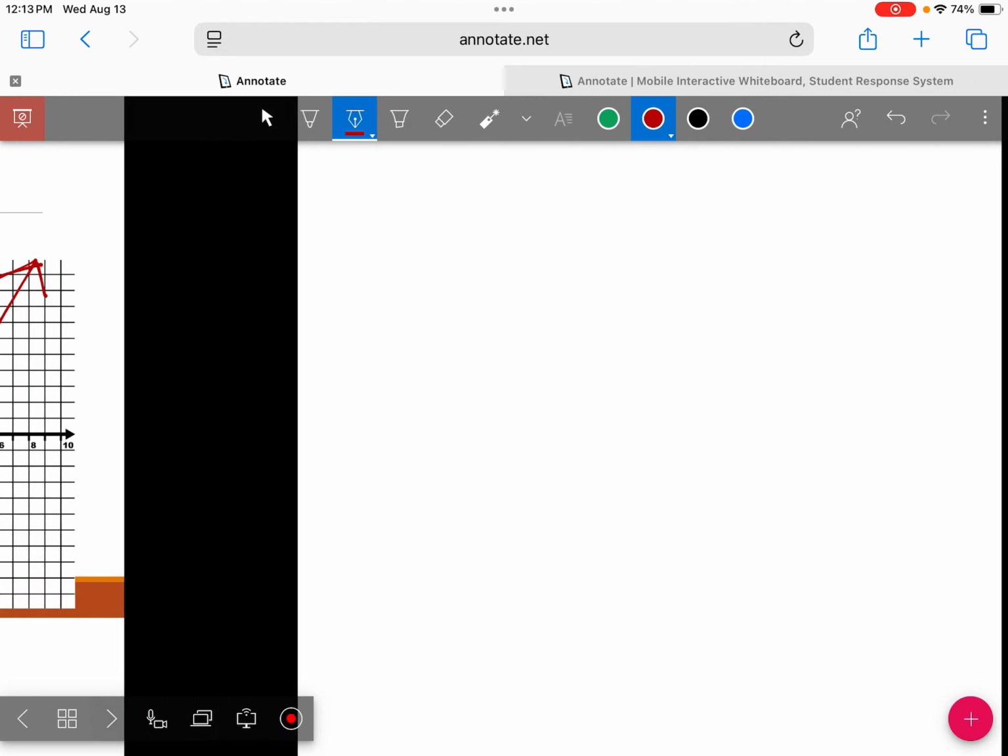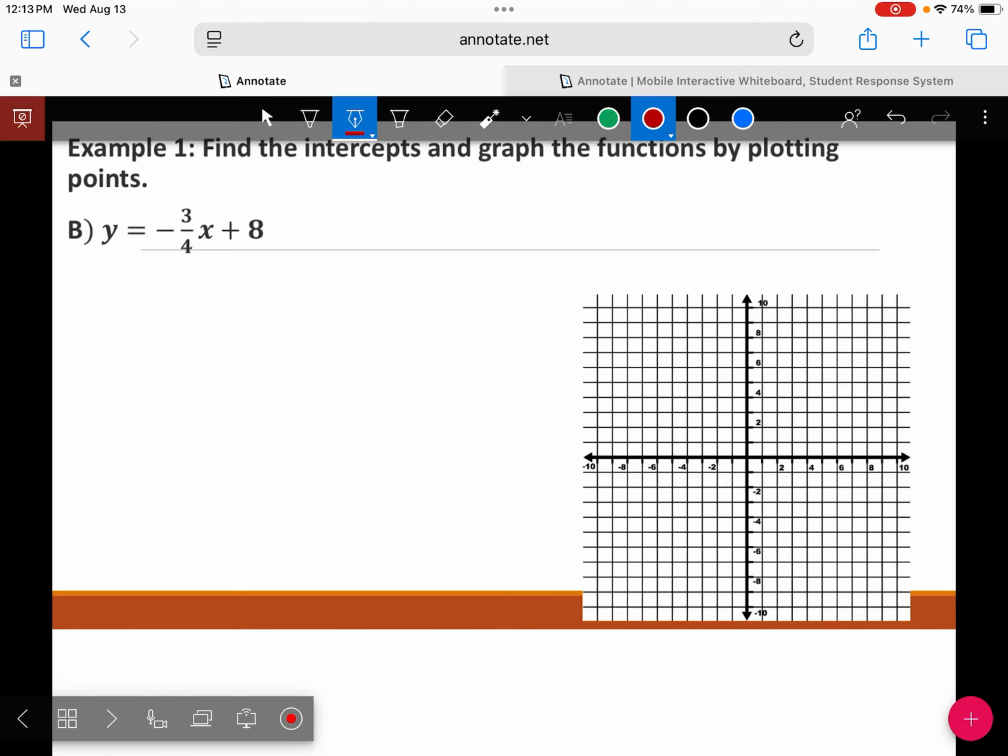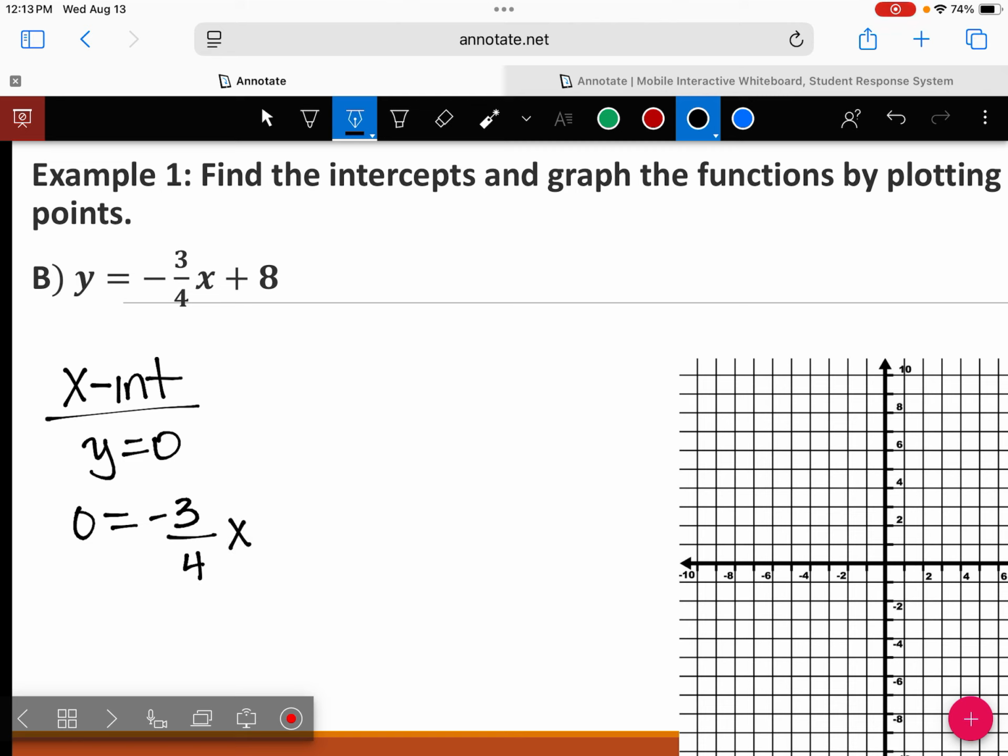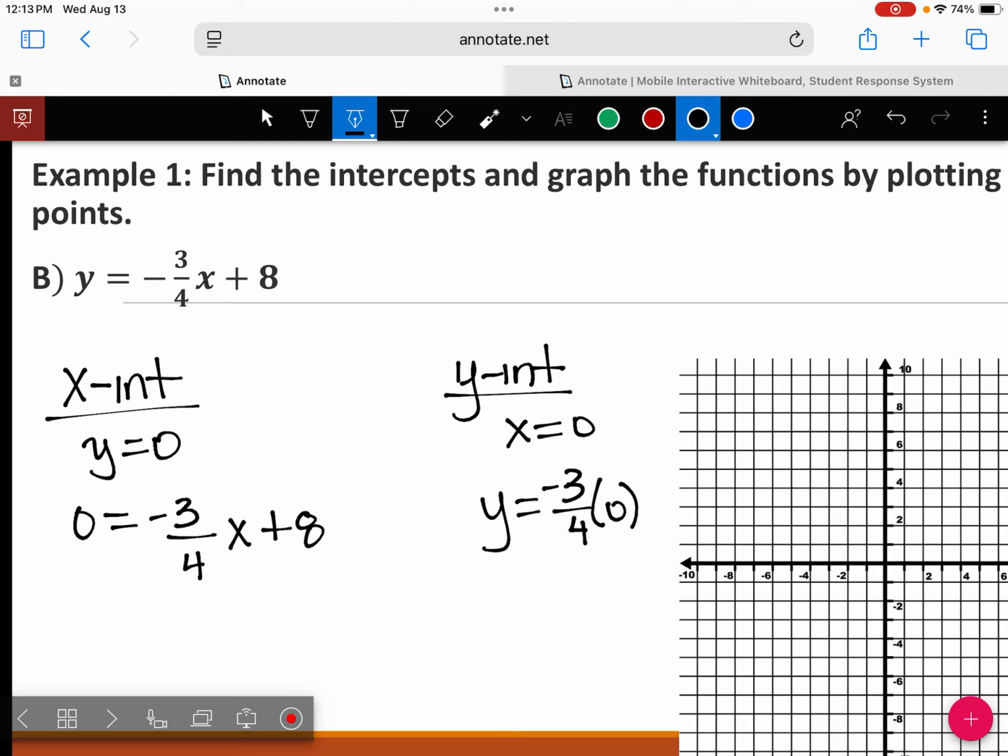All right, let's look at B. Let's go ahead and copy down B. Now we have a fraction. Okay, so again, you're just substituting in your zeros, and you do have to solve.